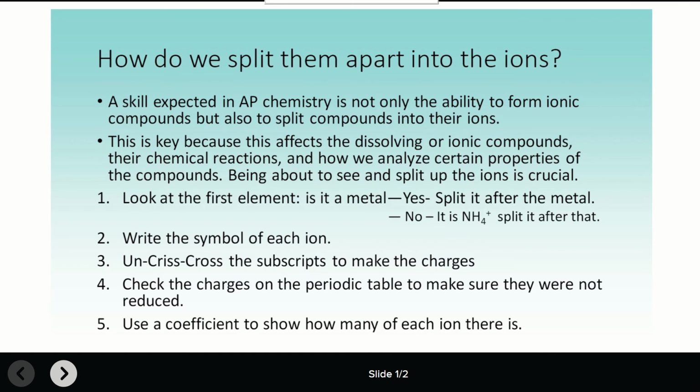After that, we're going to split it and just write the symbol of each ion. Then we're going to do some work to uncrisscross the subscripts and make the charges. Now that is a little bit tricky. We do need to check our periodic table to make sure that we have the correct charges, that something wasn't reduced to form that ionic compound. We just want to make sure we've got the right charges there. And then we are going to use coefficients, numbers out in front of our ions, to show how many of each ion there is. We get that from the subscript as well. Okay, so we're going to go through these steps together on some examples here.